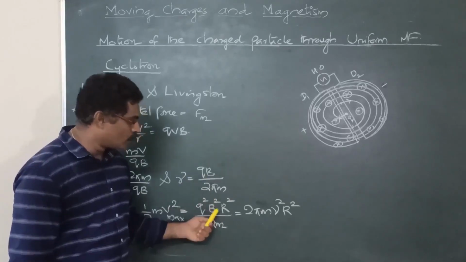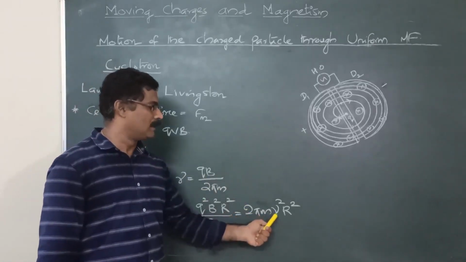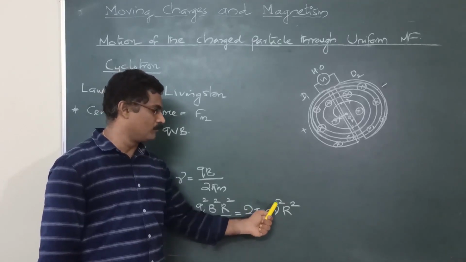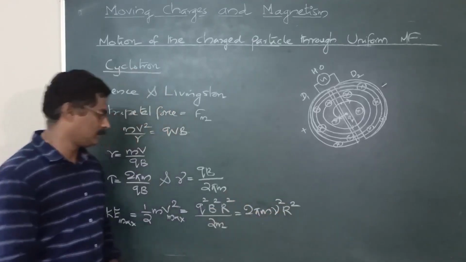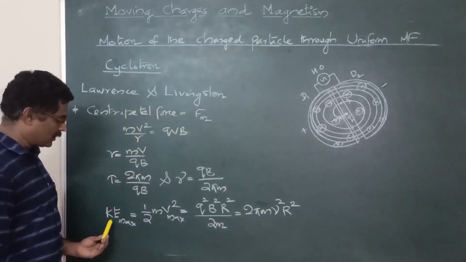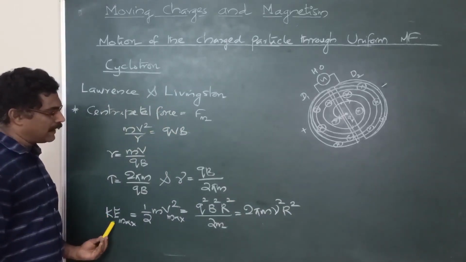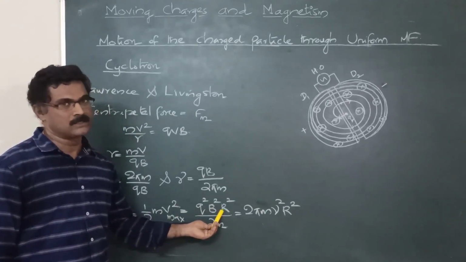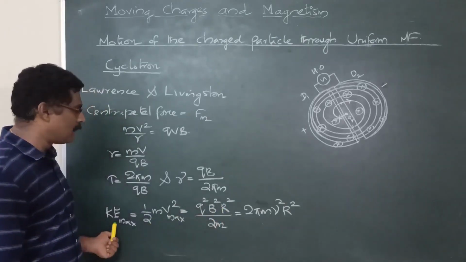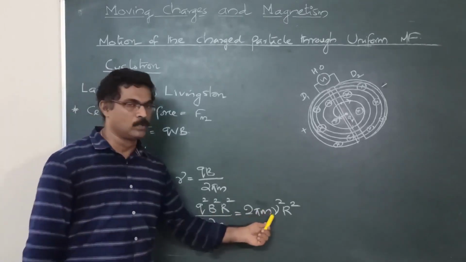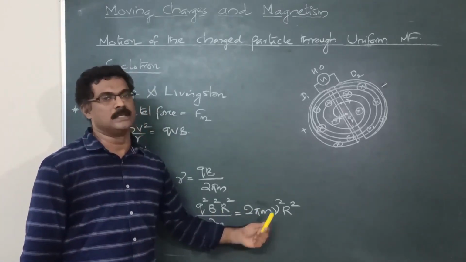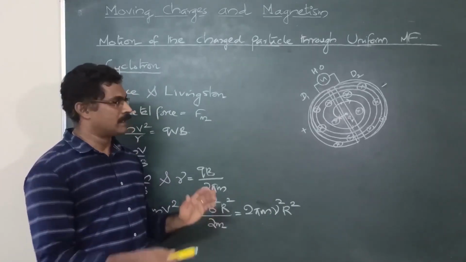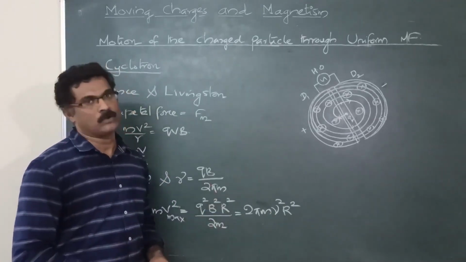Okay, and you can write the same equation in terms of the cyclotron frequency. So you will get the equation as 2 pi square m nu square into R square. From the equation, you can see that the maximum kinetic energy is directly proportional to the square of the radius of the Ds, and the maximum kinetic energy is directly proportional to the square of the frequency. Okay, so these are the important points about cyclotron.